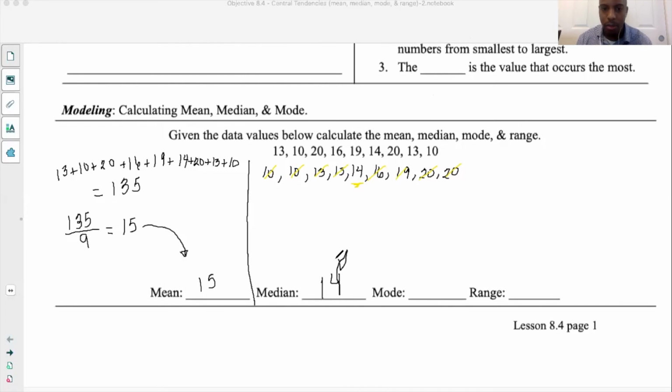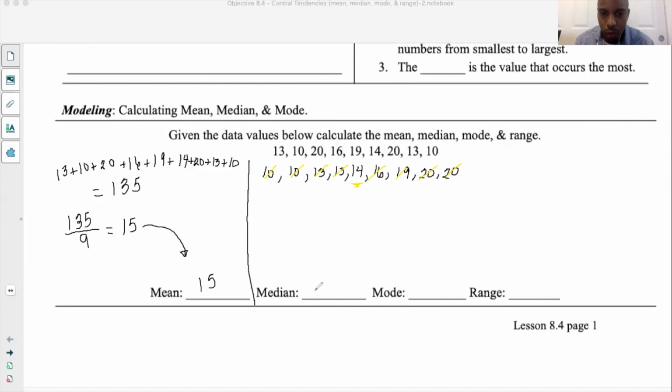Trying to figure out how this did that. I'm using a brand new stylus here on this pen, and I'm still adjusting to it. I still haven't figured out how it does that.